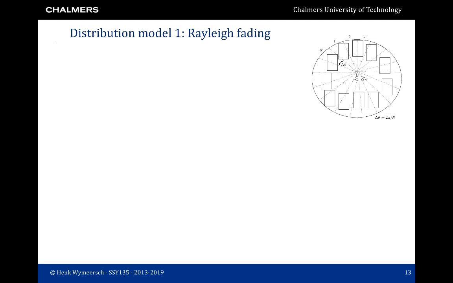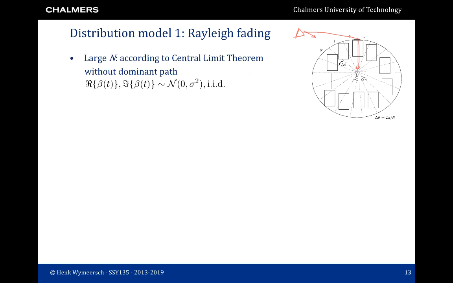One model for the channel statistics is Rayleigh fading. In Rayleigh fading, there is a transmitter somewhere far away, let's say here, sending a signal to the receiver, but without any strong line of sight path. Instead, the signal arrives via scatterers towards the receiver. There are n scatterers uniformly placed around the receiver.